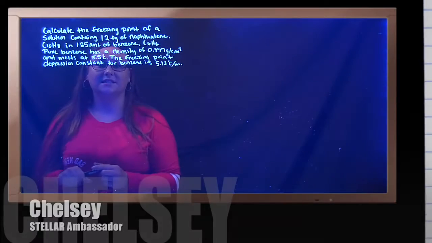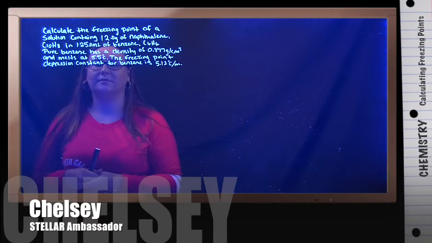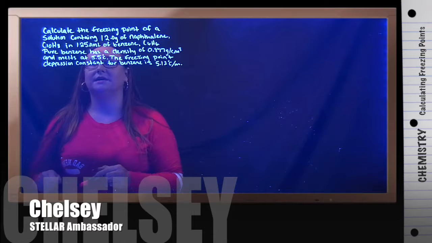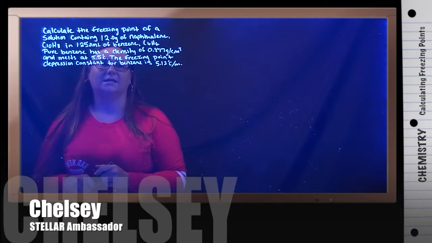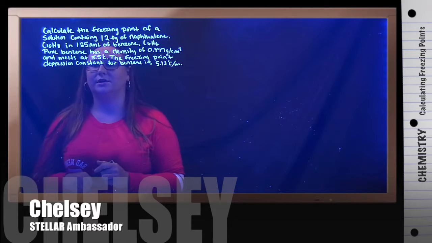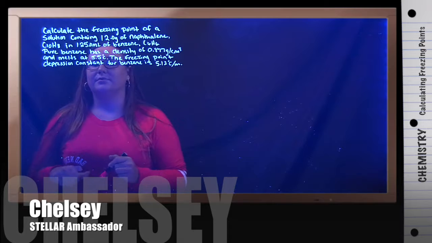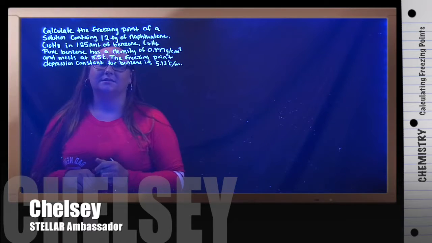Okay guys, I'm Chelsea and today we're going to be working out a chemistry problem. In this example, we're going to be calculating the freezing point of a solution containing 12 grams of naphthalene and 125 milliliters of benzene. Pure benzene has a density of 0.877 grams per centimeter cubed and melts at 5.5 degrees Celsius. The freezing point depression constant for benzene is 5.12 Celsius per molality.